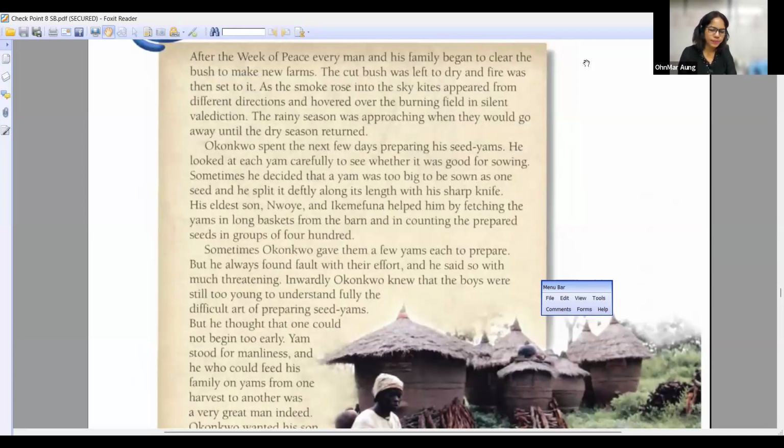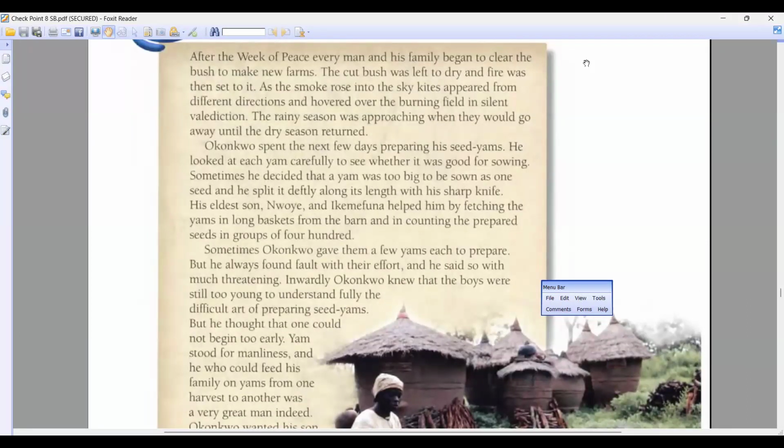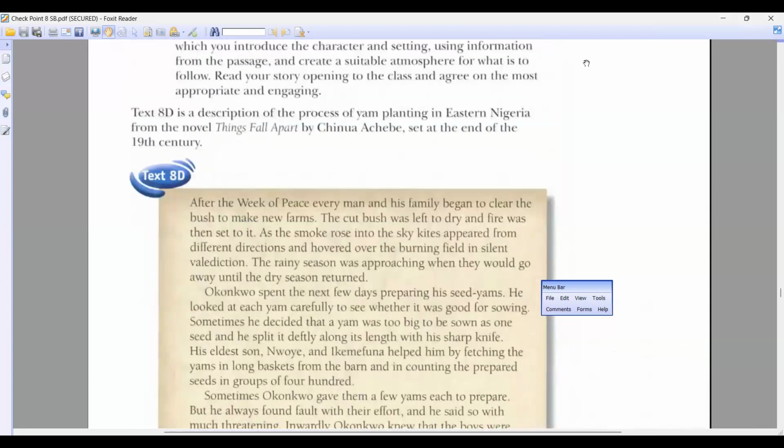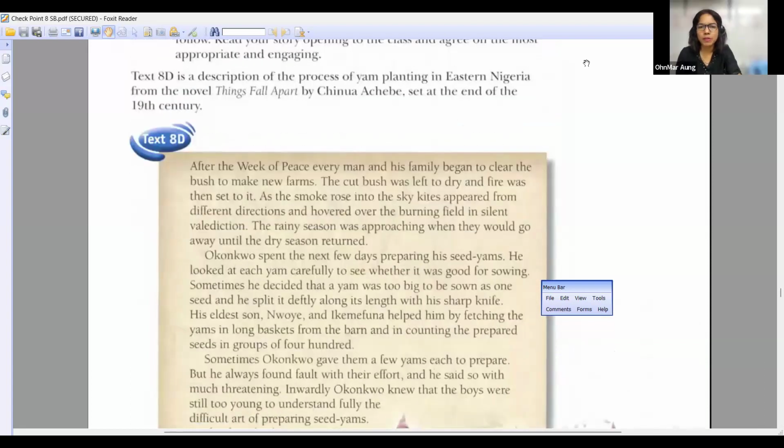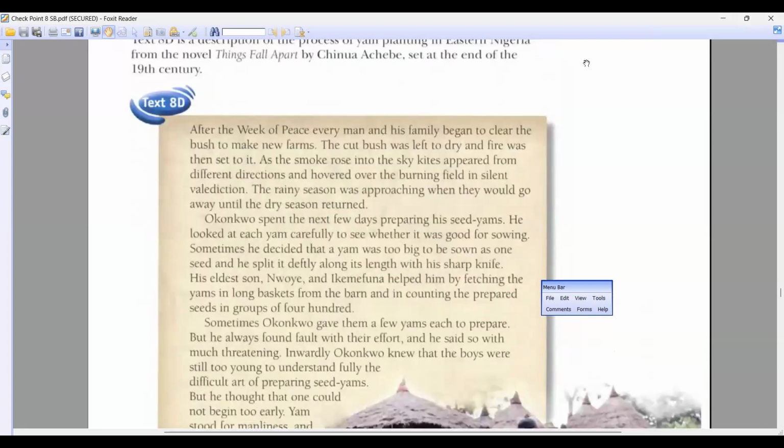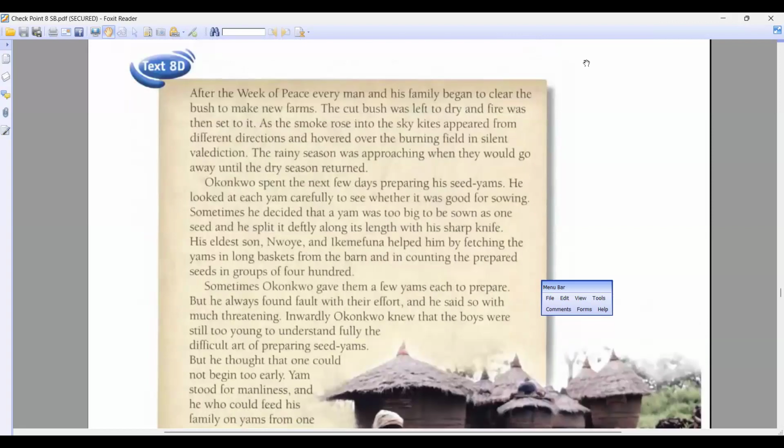So according to this, yams should be planted in dry soil before the rains come. Is it true or false? I think true. Yams should be planted in dry soil before the rains come. But here in the paragraph, the rainy season was approaching. Yeah, you need to continue reading.